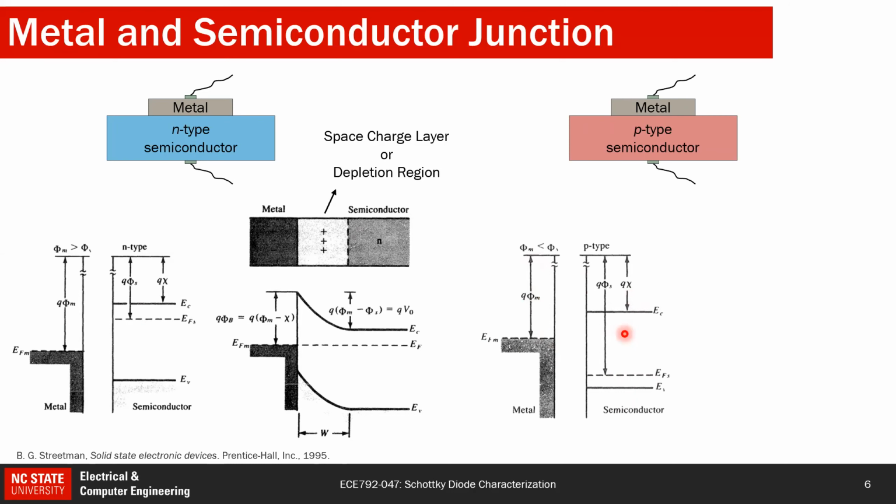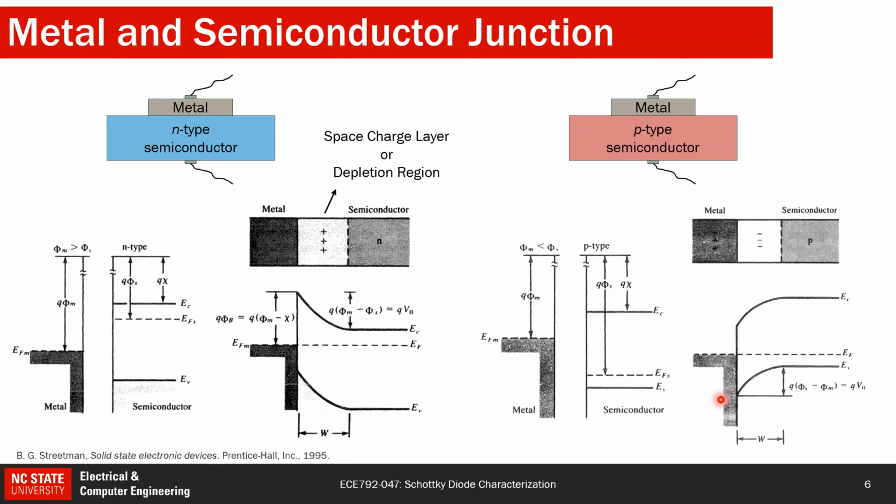And if we align this, then the barrier will be in the reverse direction compared to this, and now holes can't go up, and we will have a barrier. That barrier height would again be the same as phi_m minus chi, the electron affinity, and then you will have a depletion region or a space charge region in this semiconductor.